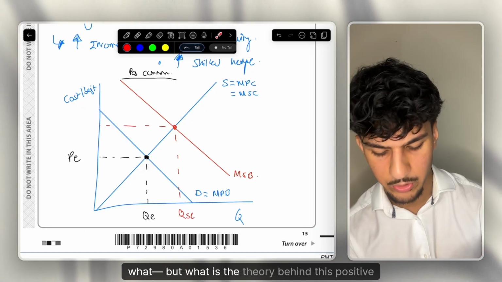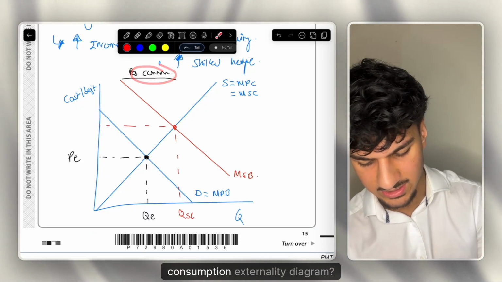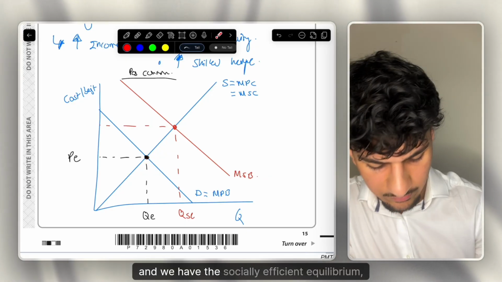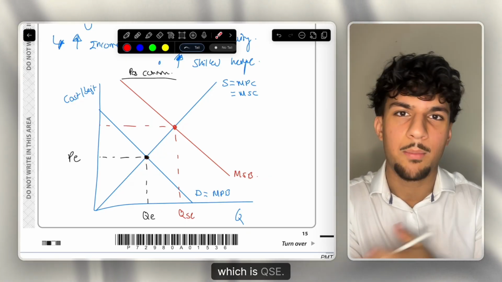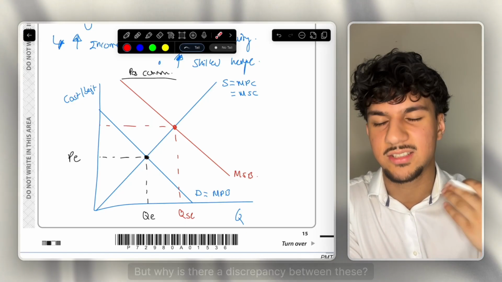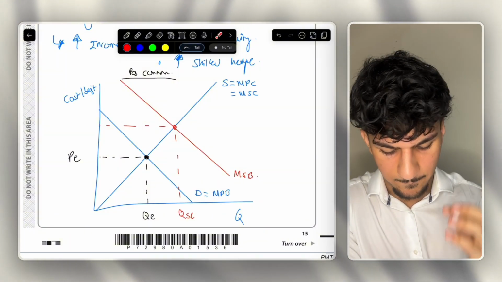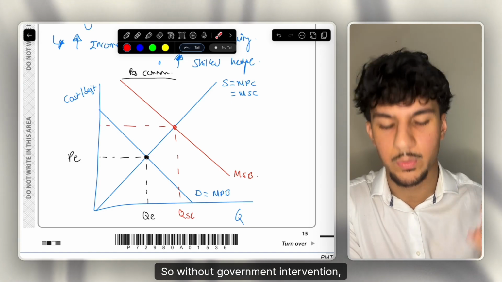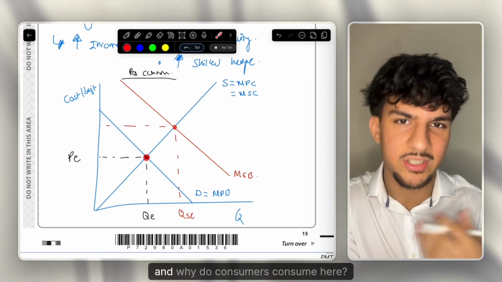But what is the theory behind this positive consumption externality diagram? So we have the market equilibrium, which is of course here, and we have the socially efficient equilibrium, which is QSE. But why is there a discrepancy between these? And this is again just content knowledge, since consumers will consume at the market equilibrium. So without government intervention, we will consume here. And why do consumers consume here?